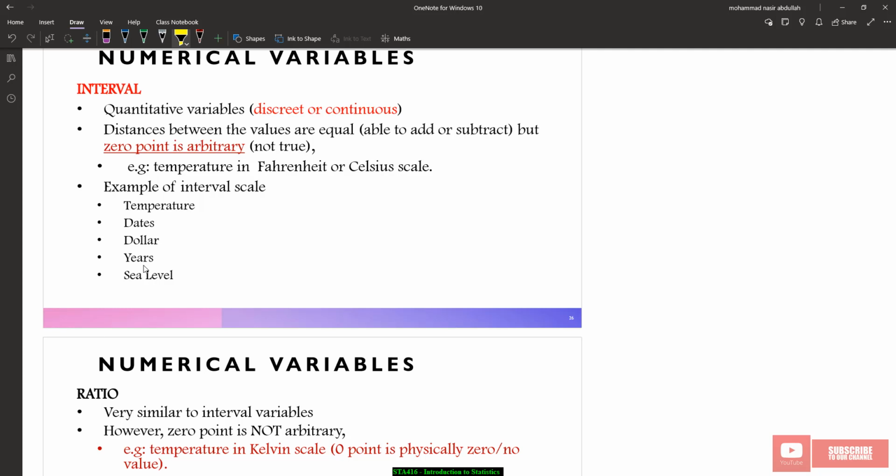Quantitative variable, if you can recall, we have continuous quantitative and discrete quantitative. Continuous quantitative means something that can be measured. Any value within that range is possible. A discrete quantitative variable is data that we cannot measure but we can count. Number of children, number of cars, and so on. Right? Now, we look at interval.